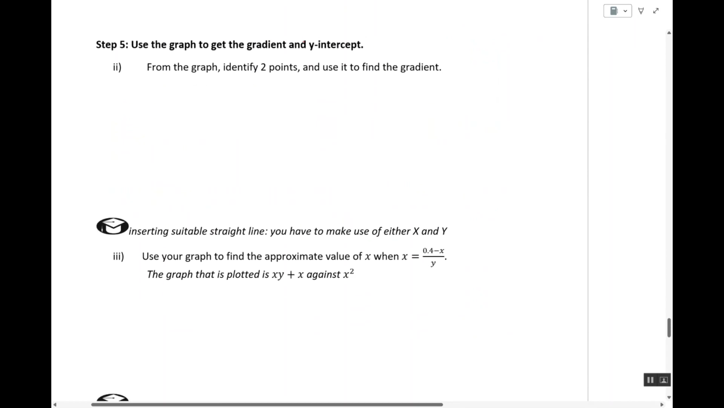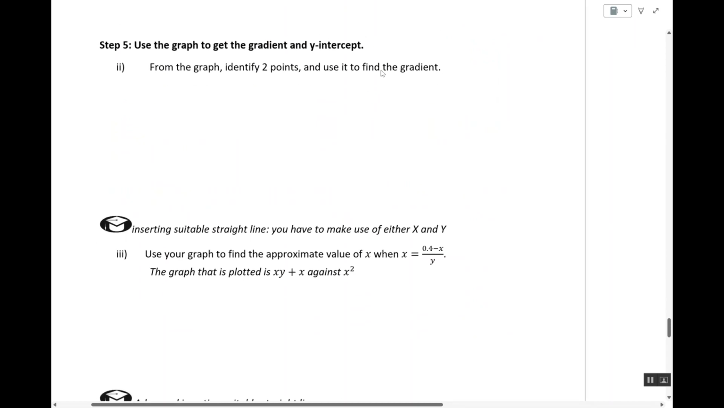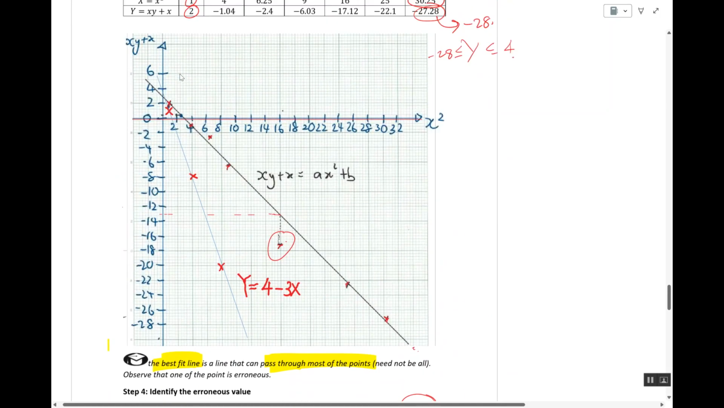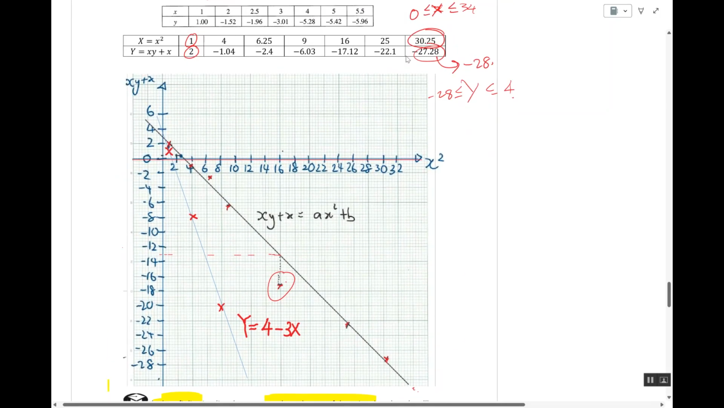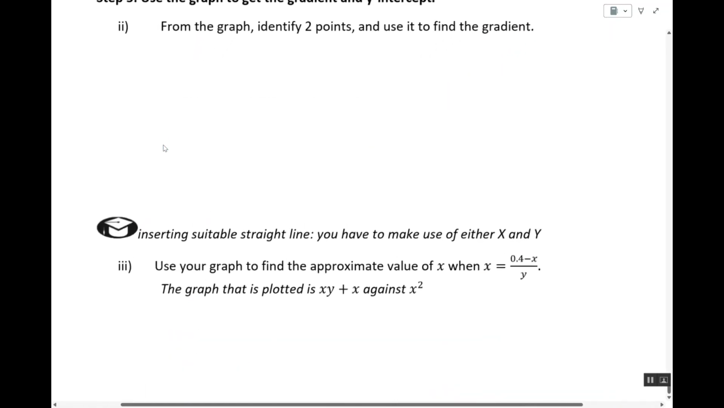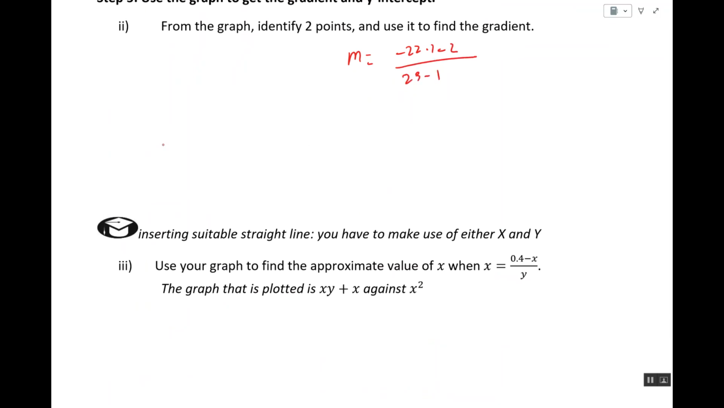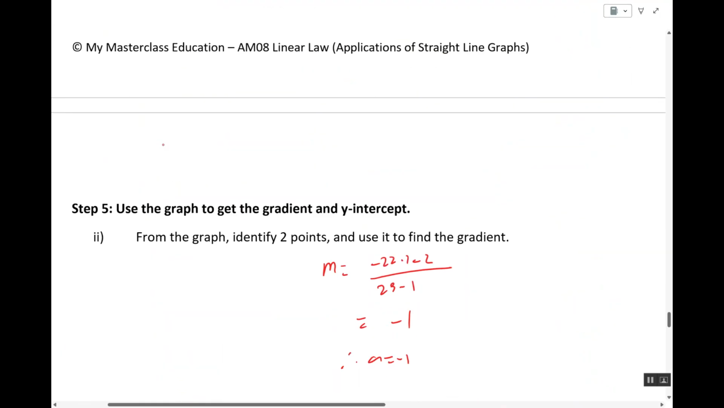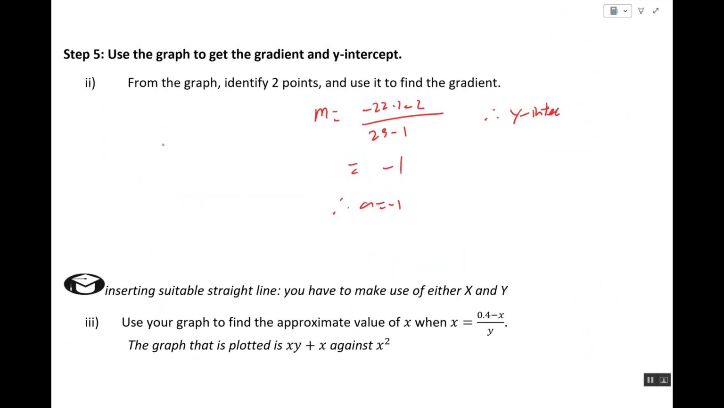For the second part, from the graph, identify 2 points and use them to find the gradient. Why? Because I want to solve for A and B in the next part. For part 2, they tell you from your graph, estimate the value of A and B. And we know A is the gradient, B is the y-intercept. So just calculate the gradient of this graph using any two pairs of values here. The y-intercept is very straightforward. So just plug in any 2 pairs and calculate the gradient. Therefore A equals -1 after I calculate my gradient. The y-intercept is even easier. Just look at the graph here. This is your y-intercept, so you just tell me the y-intercept equals 3. Therefore B equals 3. That's all. So this is your A value, this is your B value.